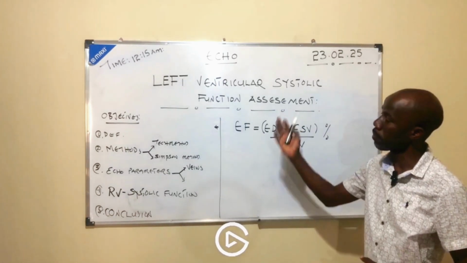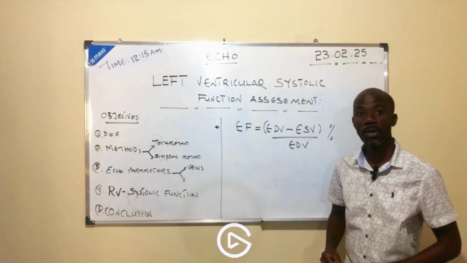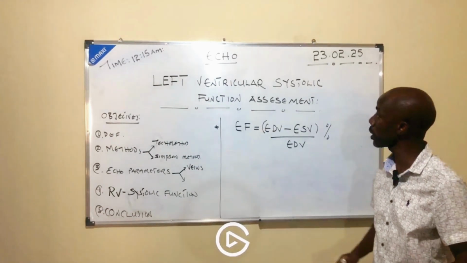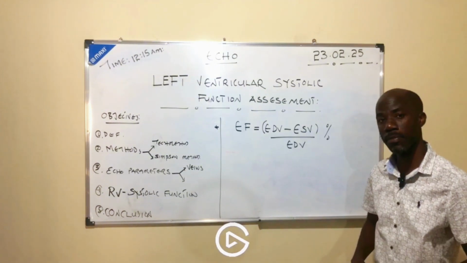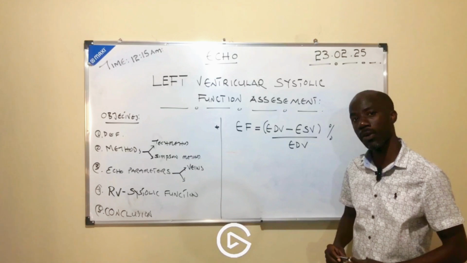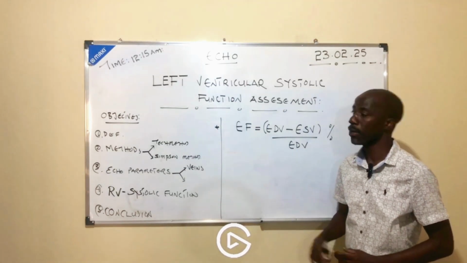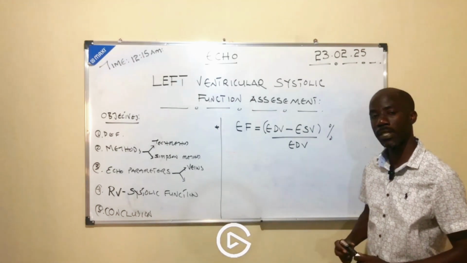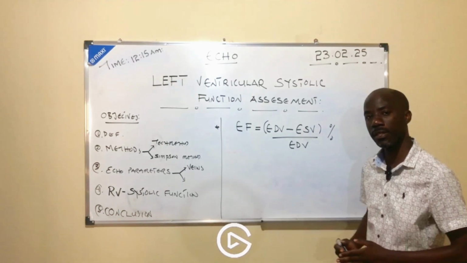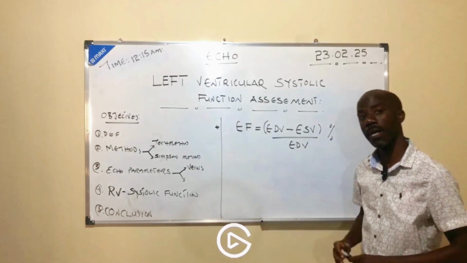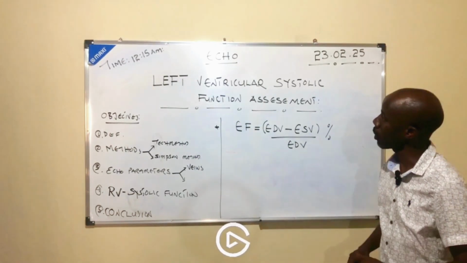Today's topic, we are going to look at one of the most interesting topics in echo, which is called left ventricular systolic function assessment. This is another important aspect of echo that we need to consider whenever we are performing echo. Remember, echo has to be done by assessing the function and also the structure part of it. So this is the function part of the echo that we are going to look at.